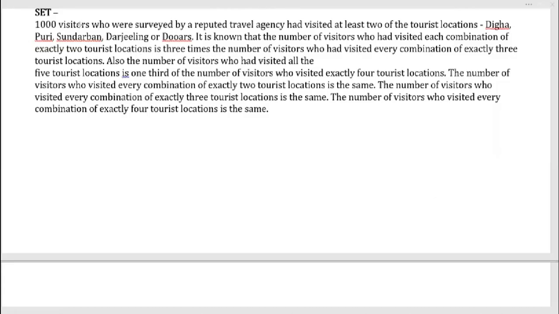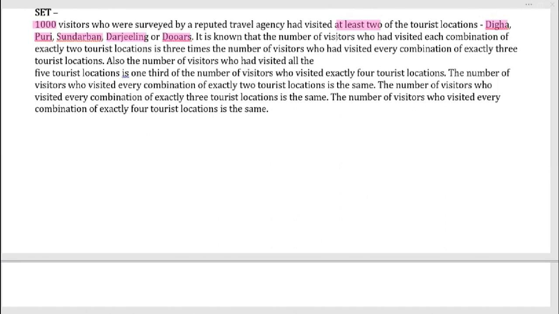Let us try to understand the given set. 1,000 visitors who were surveyed by a reputed travel agency had visited at least two of the tourist locations: Digha, Puri, Sundarban, Darjeeling, or Duars. Out of these given five locations, at least two were visited by the 1,000 visitors.